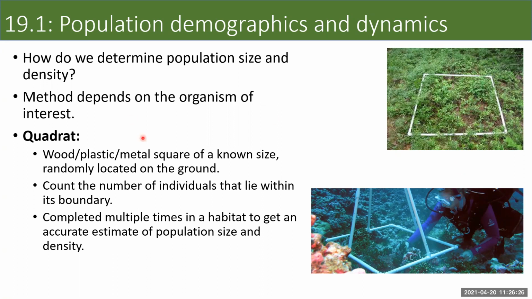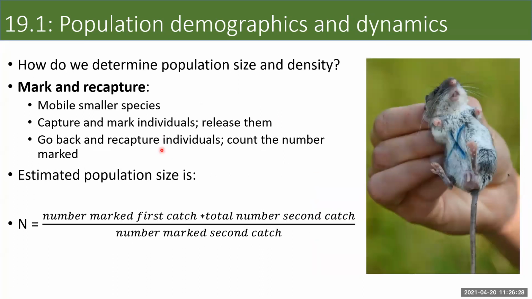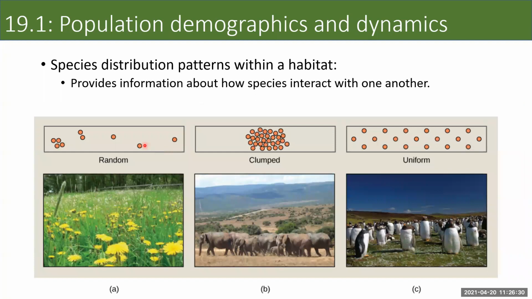And so you can get population size and density that way. And there are, again, many more other than that. Okay. And so that is some ways you can determine population size and population density.